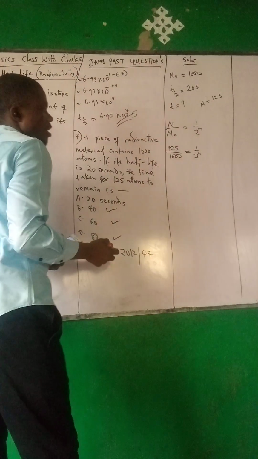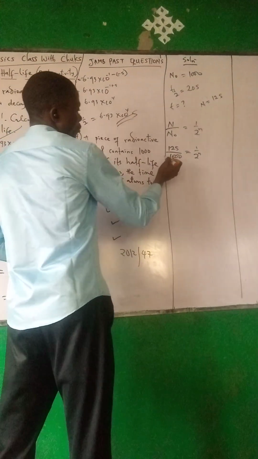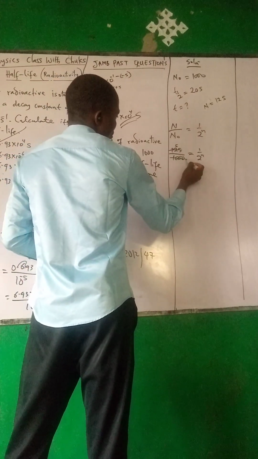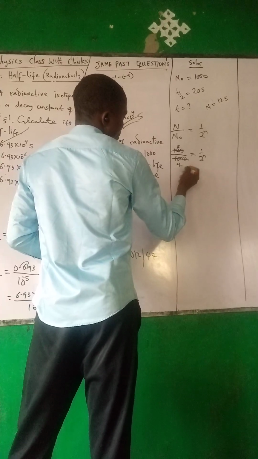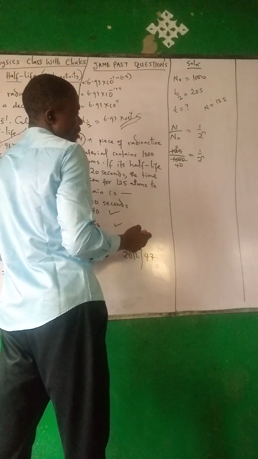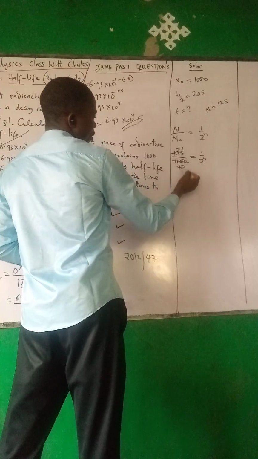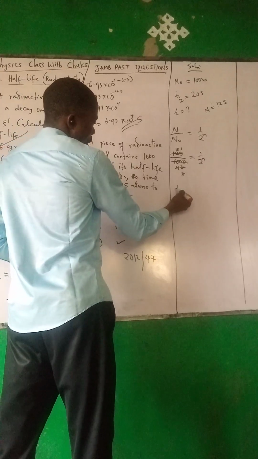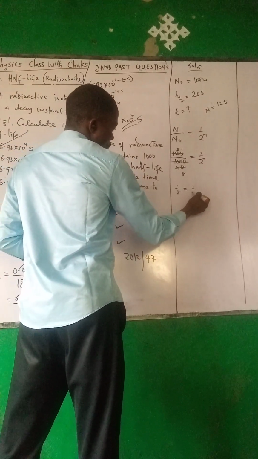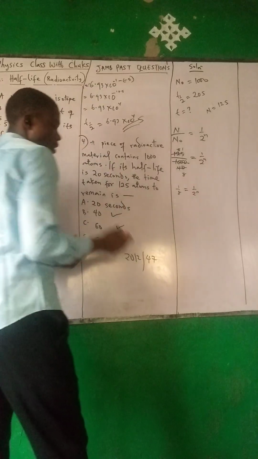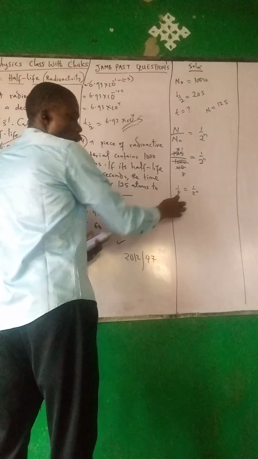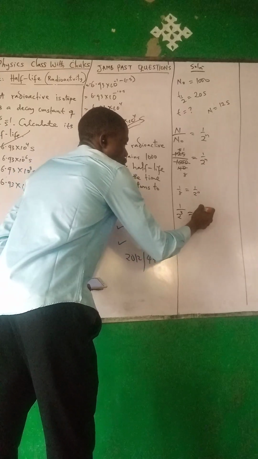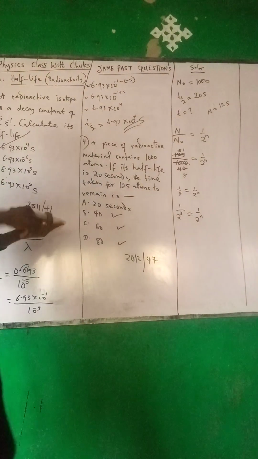We're looking for this. Now let's see a common factor to divide. 25 into 125 is 5. 25 into 1,000 is 40, right? Yes. 5 into 5, 1. 5 into 40 is 8. So what I have is 1 over 8 equal to 1 over 2 power n. Now let me write 8 in index form. That should be 1 over 2 power 3 equal to 1 over 2 power n.